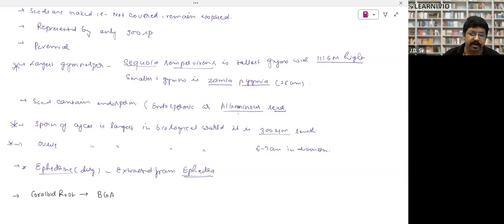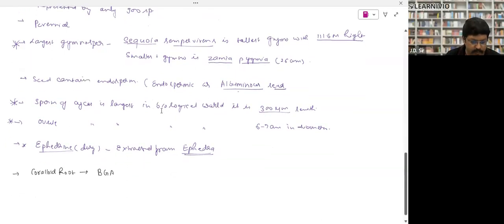Ephedrine is a drug extracted from a gymnosperm called Ephedra. Right. So those were important questions in gymnosperms.